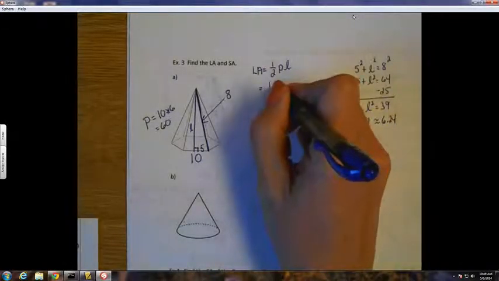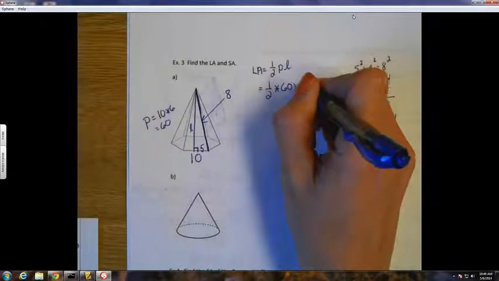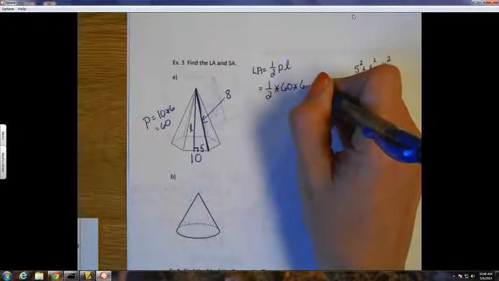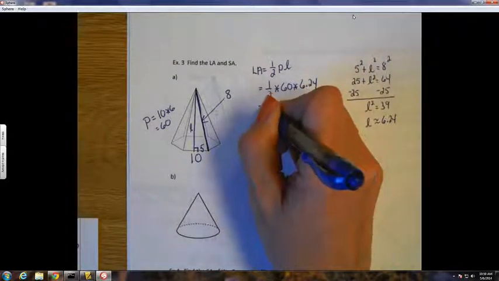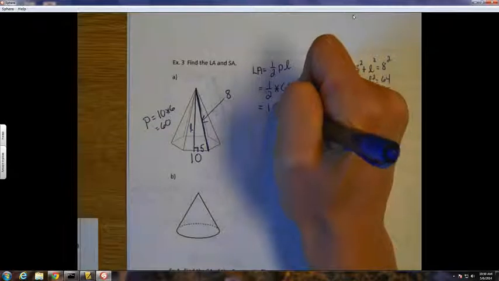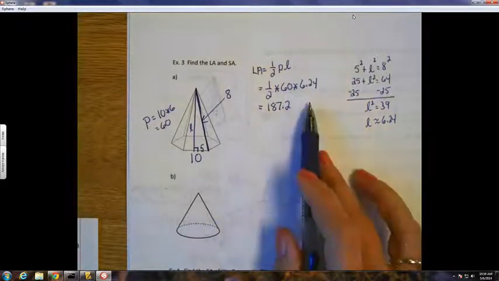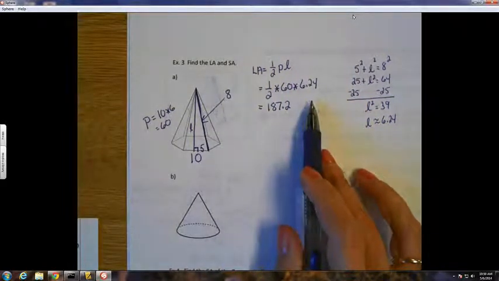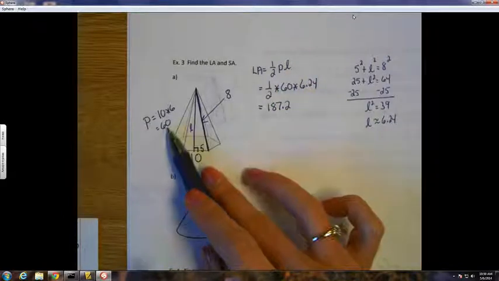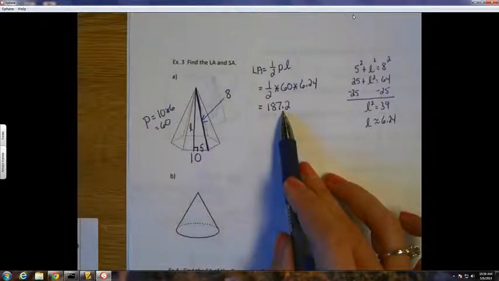So 1/2 times the perimeter of 60 times the 6.24. And then calculator works there. Sounds good. So on a quiz, I would probably count this as a 4-point problem right there. You had to tell me the formula, find the perimeter, find the slant height, and then execute. 4 points.